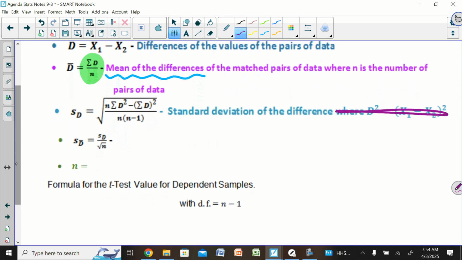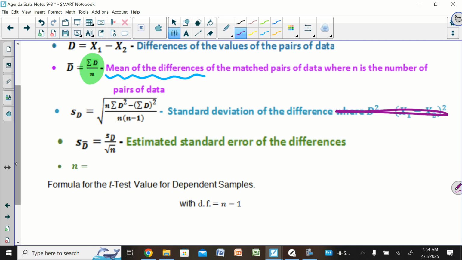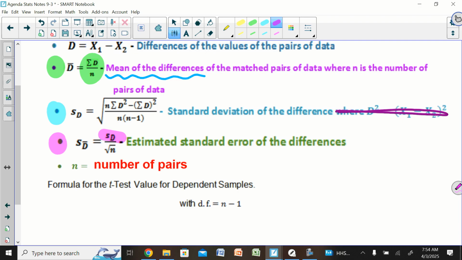And then S sub D bar is the standard error. So we're taking into account our number of pairs. So it's the standard error. So in the end, we're going to need to calculate d bar. We're going to need to calculate our S sub d. And we're going to use that answer right here. S sub d is a part of S sub d bar. S sub d bar is in our formula. And then I did want to just make sure that I mentioned that n is the number of pairs.